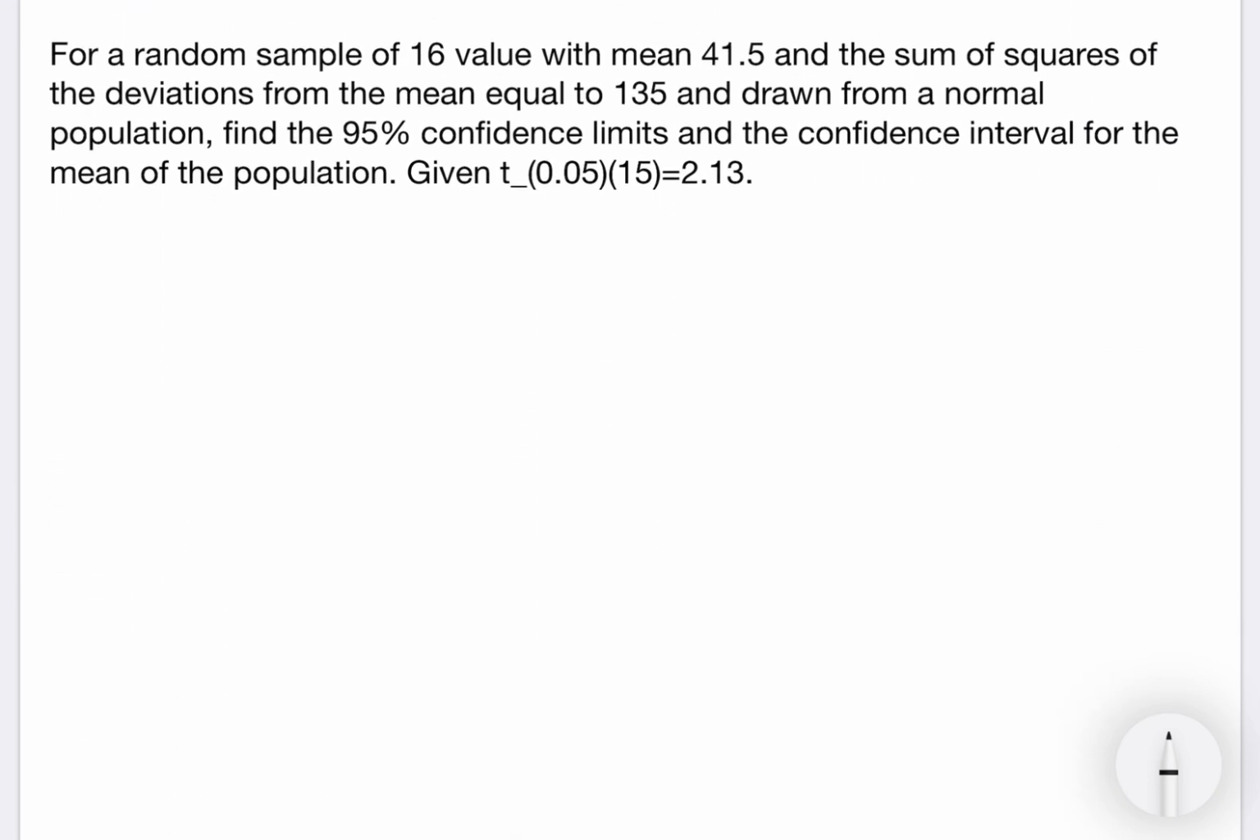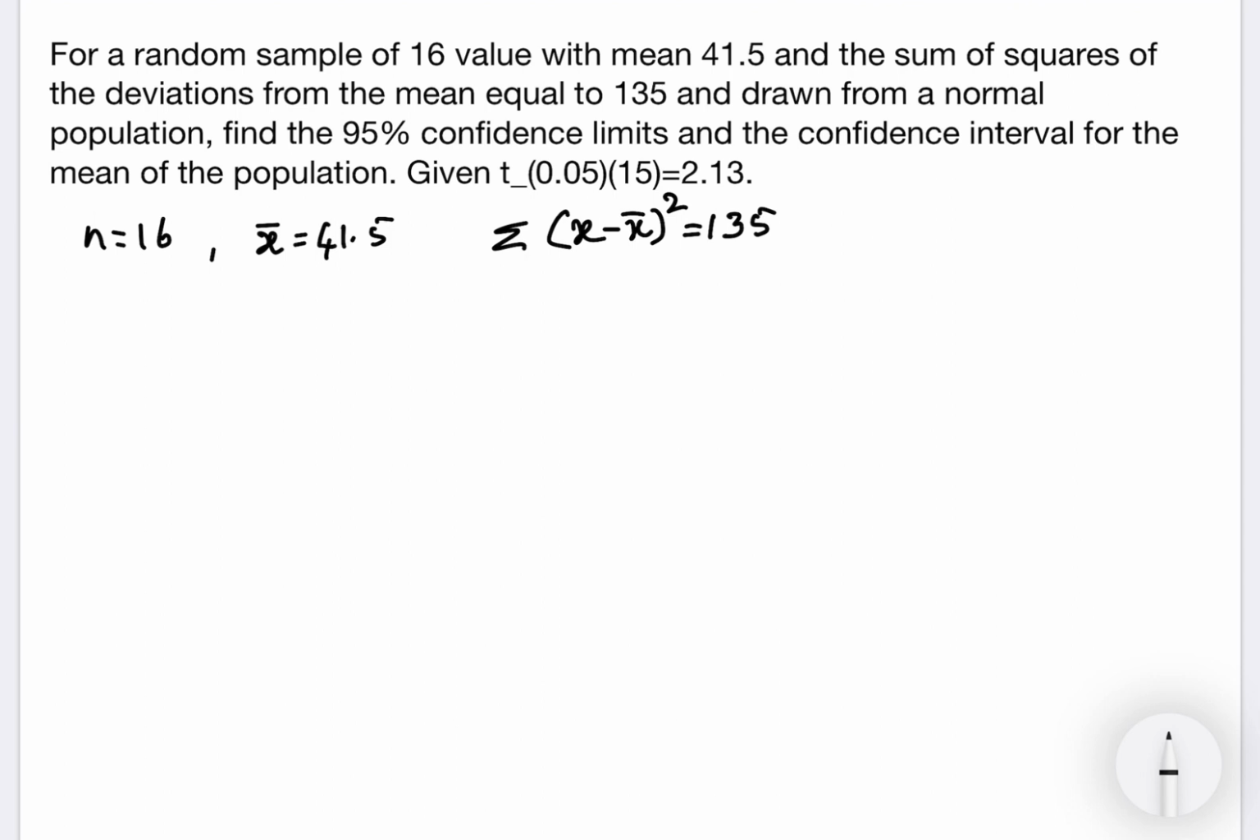The next problem is for a random sample of 16 values, that is n is given to be equal to 16, with mean 41.5. That is a sample mean, x bar is equal to 41.5, and the sum of the squares of the deviations from the mean equals 135. That is, sigma (x minus x bar) whole square is given to be equal to 135, and drawn from a normal population.